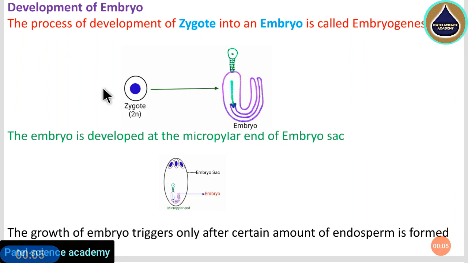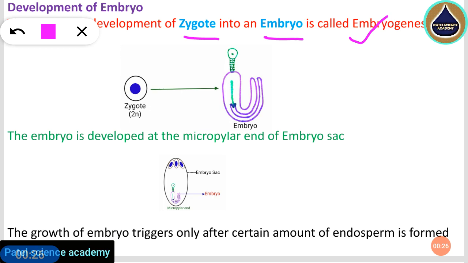In this channel you are going to learn about embryo development. Development of the embryo is the topic of this lecture, and what is this embryo, I'll explain in a very easy way to you. The process of development of zygote into an embryo is called embryogenesis. Simply, embryogenesis means the process of formation of embryo from the zygote.